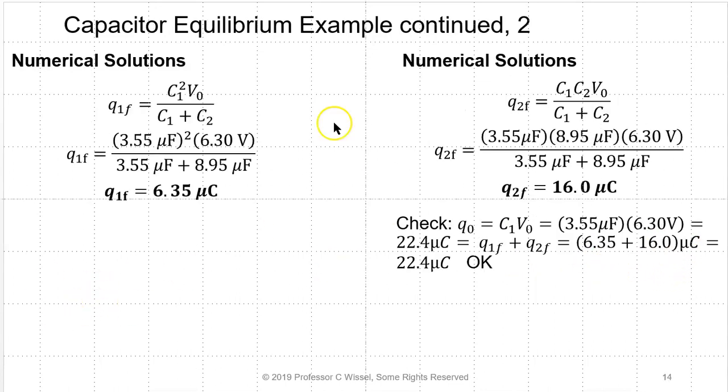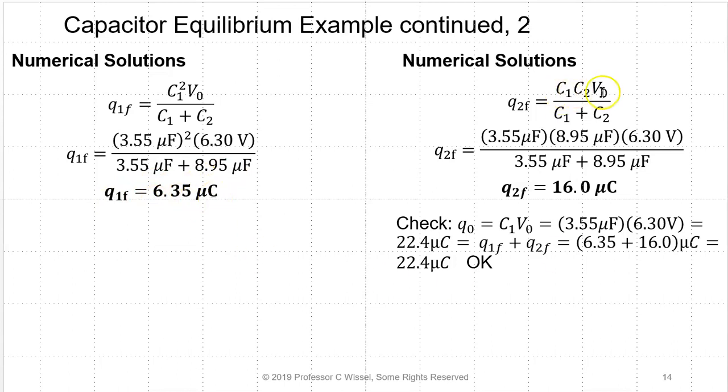Now we're going to split it off. I want to find Q1F. So that is going to be C1 squared times V0 divided by C1 plus C2. Now we can plug numbers in. Here's our C1, 3.55 microfarads. We're going to square that, times V0 of 6.30 volts, divided by the combination of 3.55 plus 8.95 microfarads. If you do this carefully, this is times 10 to the minus 6 squared divided by 10 to the minus 6, it'll end up 10 to the minus 6. So it ends up Q1F equals 6.35 microcoulombs.